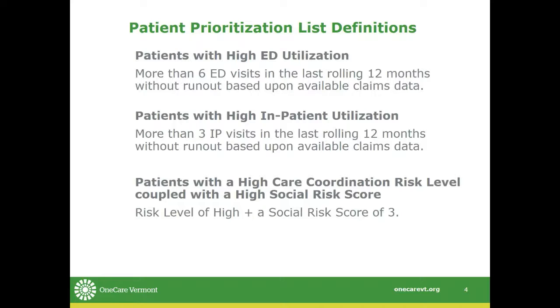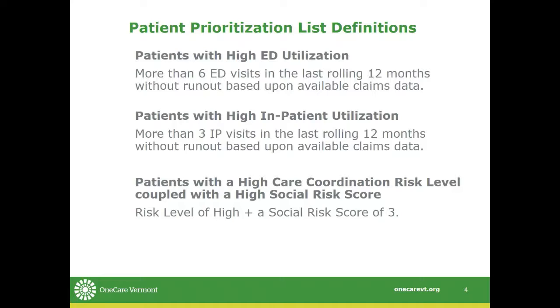cost of care. And what we've done to support you in that work and support outreach and engagement of these populations is we have built into Care Navigator 3 new patient prioritization lists that allow you to further hone in an easier way to see individuals that fall into those populations so you can take next steps with them.